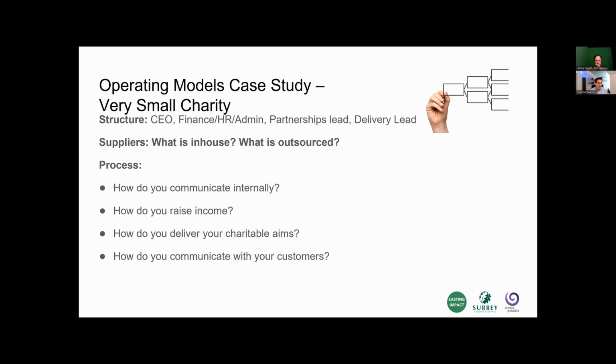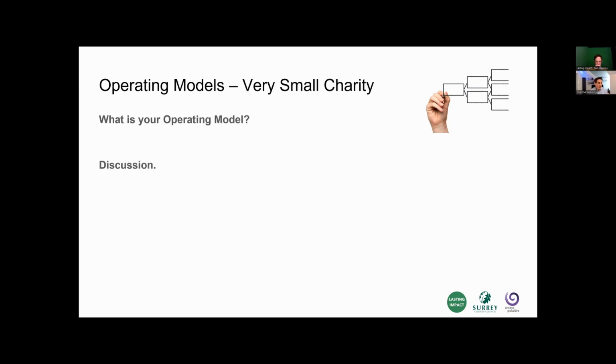Effectiveness, efficiency, and giving better service could all be bundled up in communication with your customers. Depending on the sort of organization you are, that will depend on what customer means to you, but also it will depend on whether that's actually important. So I'm going to move on now, and I want you to think a little bit about your own charity.